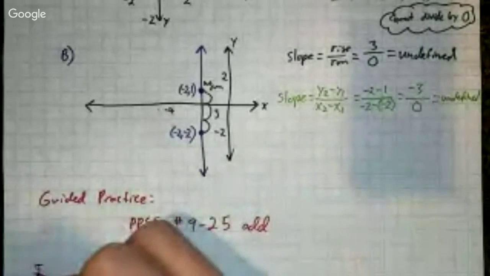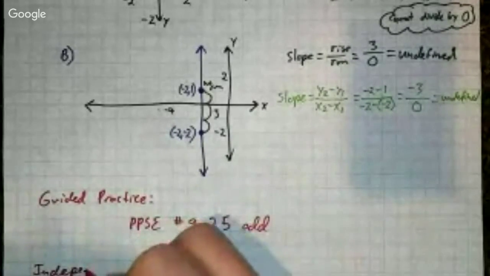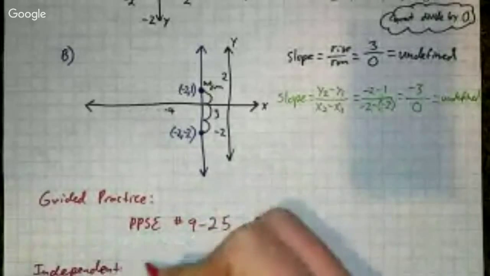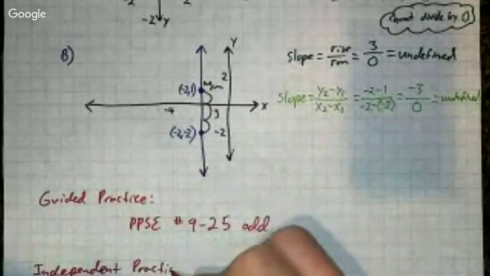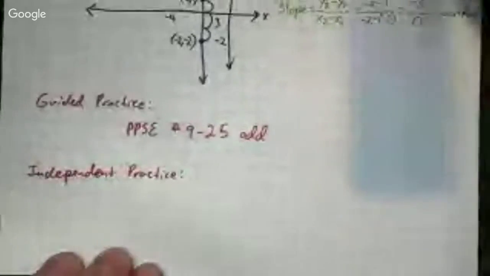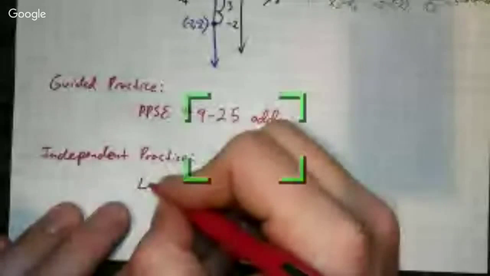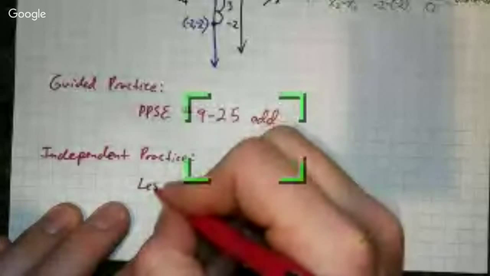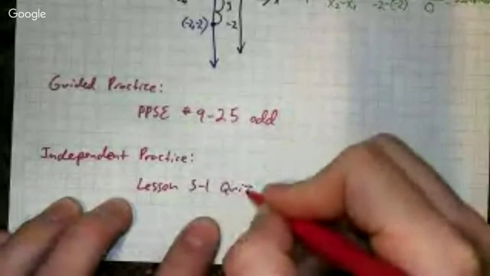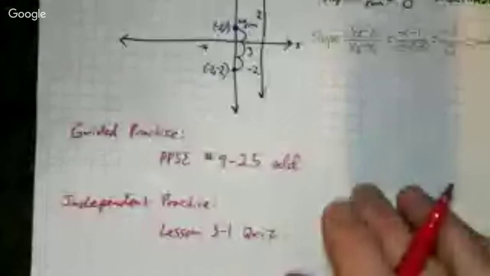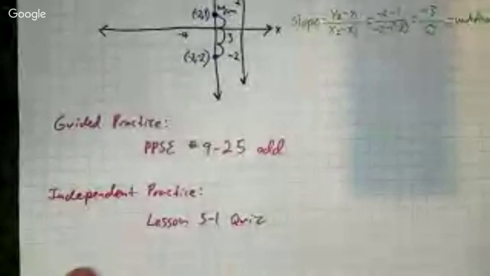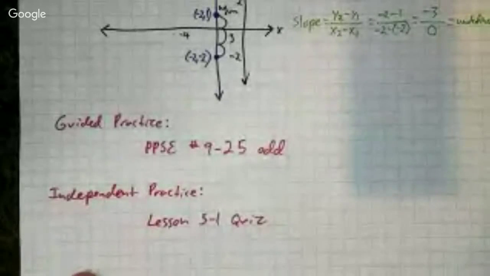And our independent practice is going to be our lesson 1 quiz, which is assigned on Pearson SuccessNet. And that is our lesson for today. Good luck. Have fun.